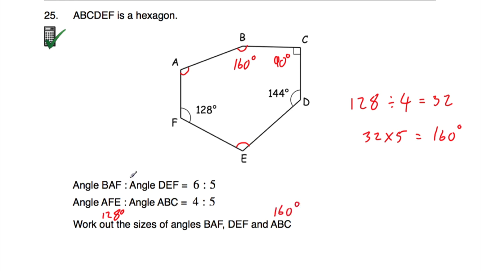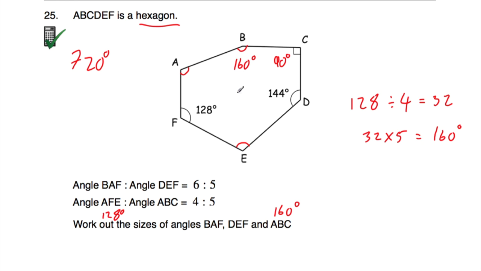Fantastic. Now if we go back up here, we're told the angle BAF, which we don't have, and DEF. The ratio of these two angles is 6 to 5. Because that's the only bit of information left, let's add together the four angles we know. The angles in a hexagon add up to 720 degrees, so if we take these four angles away from 720, that tells us what's left for these two angles, and then we can share it in this ratio and find the size of each angle.